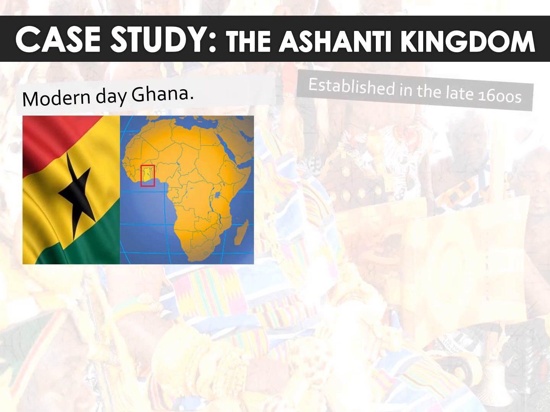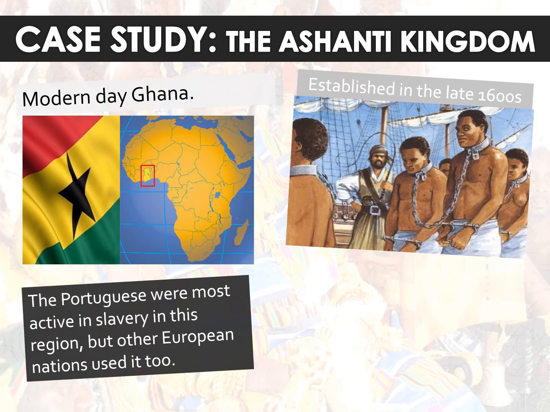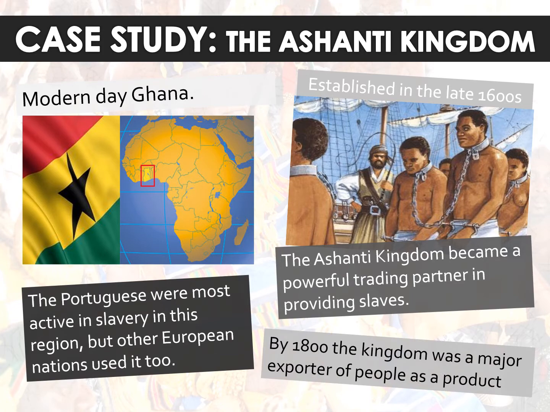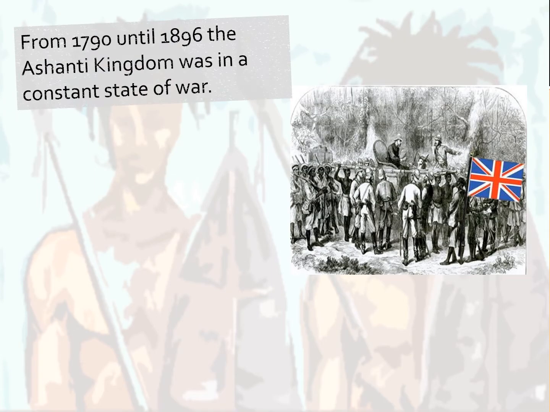They were established in the late 1600s. The Portuguese were most active in slavery in this region, but other European nations had used it too, and the Ashanti Kingdom became a very powerful trading partner with these Portuguese and other European nations, providing slaves for the slave ships. By 1800, the Ashanti Kingdom was a major exporter of people as a product, so their main source of export was people, and they were getting all of these goods coming in from the Portuguese and European slavers who were coming to them for these slaves.